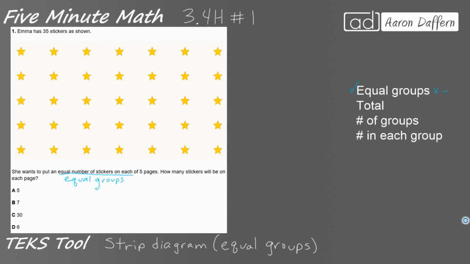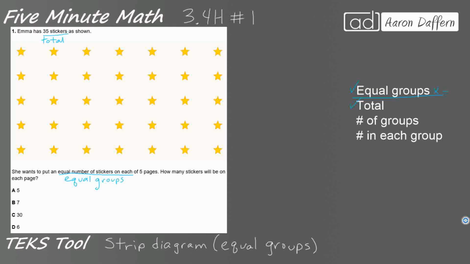Now, they're going to give us two of these last three, and then they're going to ask us for the third. So Emma has 35 stickers as shown. All right, well, that is the total. And so when we have the total, that means we are going to be using division. Now, we can always show it as a multiplication problem, but if they give you the total, that means you're looking for either the number of groups or the number in each group, which means we're going to divide.